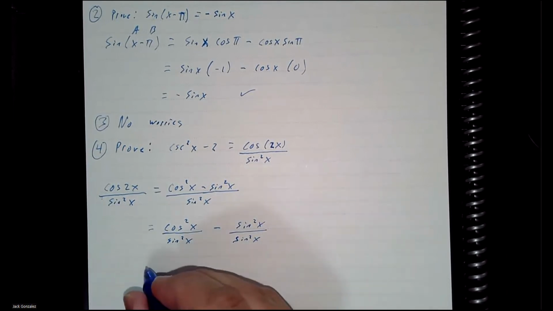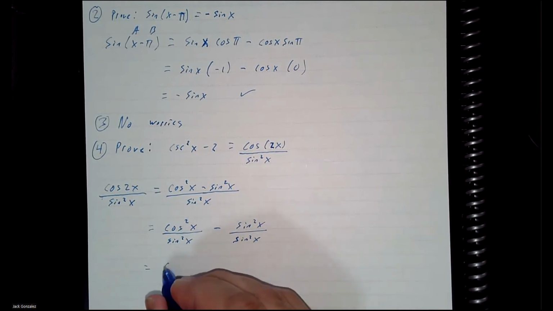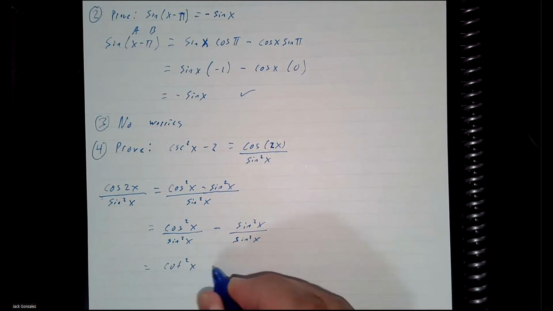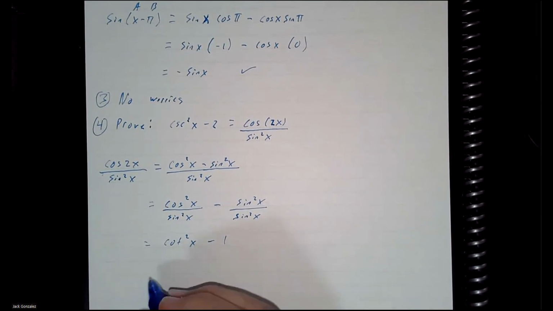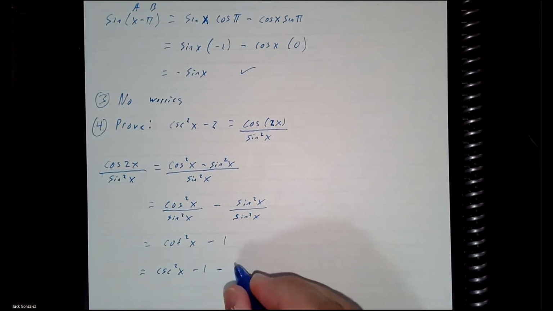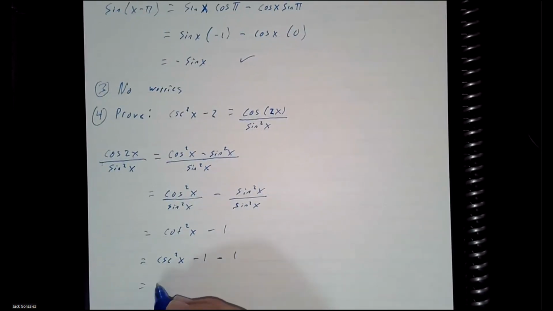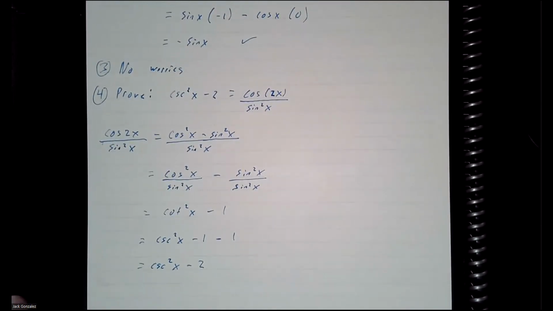These cancel, leaving you with a 1. This is technically cotangent squared x, which is equal to cosecant squared x minus 1. And then you have that other 1 right here. So this becomes cosecant squared x minus 2. There's many ways to get it here, especially for number 4, but that's the truth for any of these.